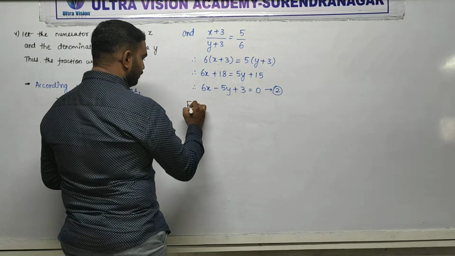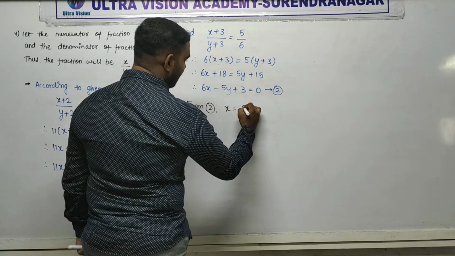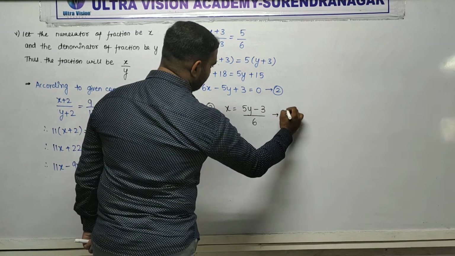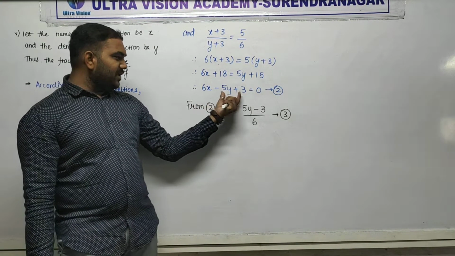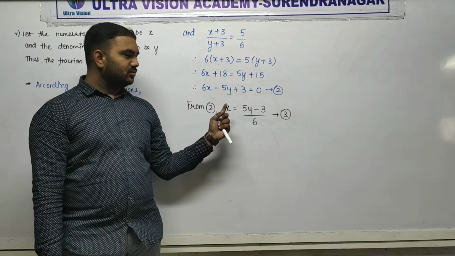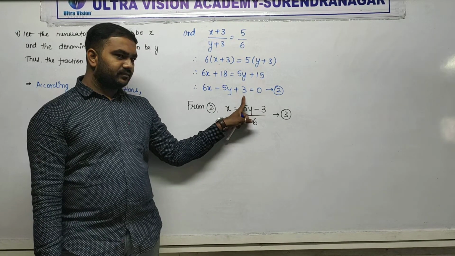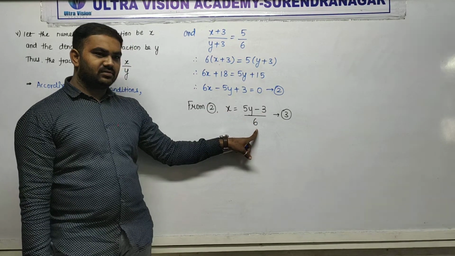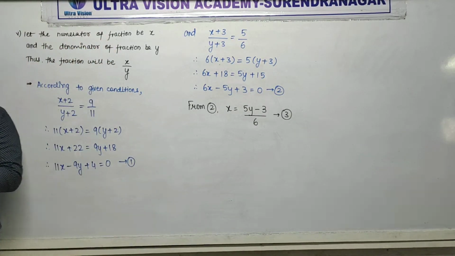Right? So from 2, I'll make x as the subject. That means x equals 5y minus 3 upon 6. Now some of you might be scratching your head that how does this come? Simply, take these two terms to the other side. Plus 5y plus 3 minus 3. Ready? Yes. x has no coefficient. 6. Happy? Yes. So x is equal to 5y minus 3 upon 6.